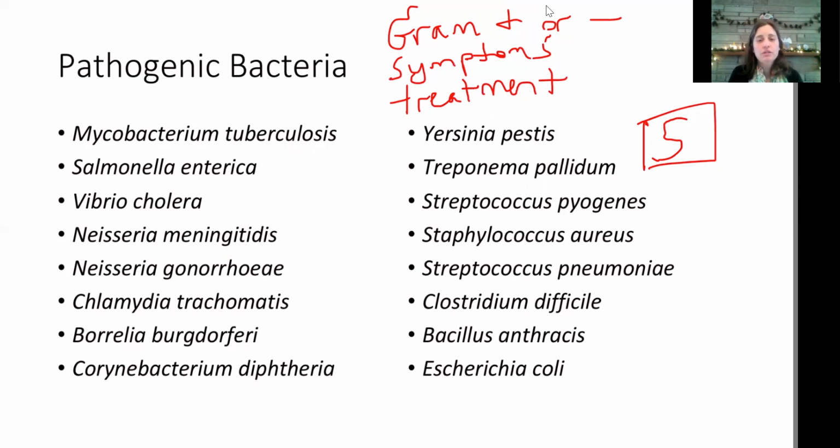So you pick 5, and I'm going to say that might be part of your quiz that you're going to take on this chapter. So pick 5 and look up, are they gram-positive or gram-negative? What are the symptoms that they cause, and what is the treatment for them? And that is going to wrap up chapter 27 for us. So that's bacteria.